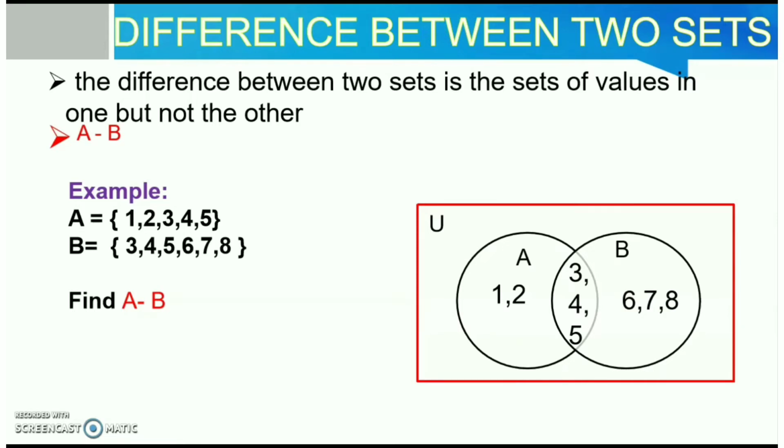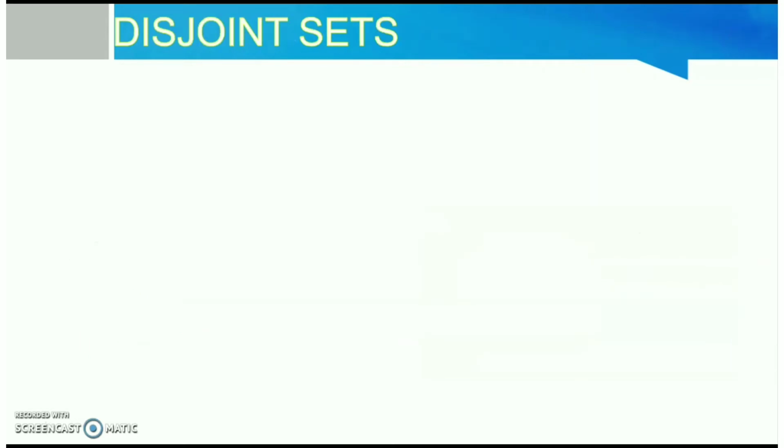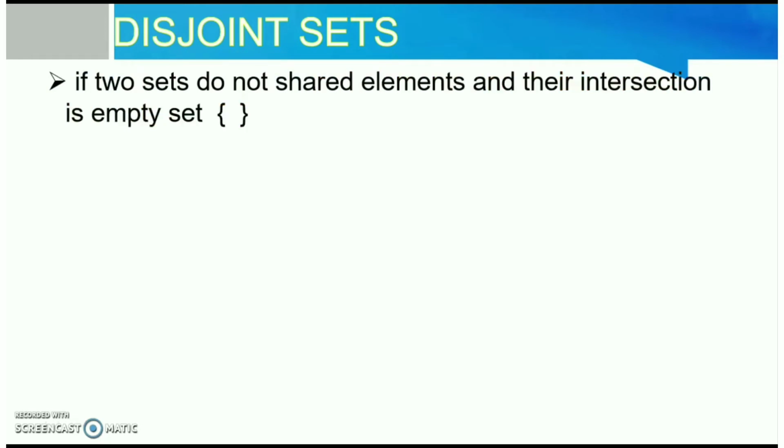Okay, now, isusubtract natin lahat ng element ng B sa A. Okay, so, ang matitira lang ay yung element na 1 and 2. Therefore, ang difference between A and B is equal to 1 and 2. Okay, so that's it. Now we have here disjoint sets. If two sets do not share elements and their intersection is empty set, therefore, ang tawag natin sa set na yan ay disjoint set.